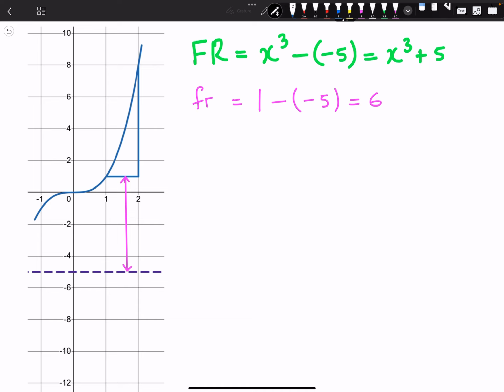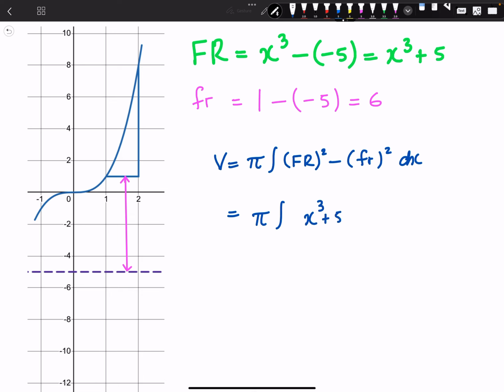So the formula that I'm going to use here, volume is equal to pi times the integral of big functional radius squared minus little or inside functional radius squared. This is equal to pi times the integral of x cubed plus 5, quantity squared, and then minus the inside, or the small functional radius, which is just 6, quantity squared dx. And again, finally, for the bounds on my integral, go back and note what is the domain of your region. We see here it goes from x equals 1 to x equals 2.